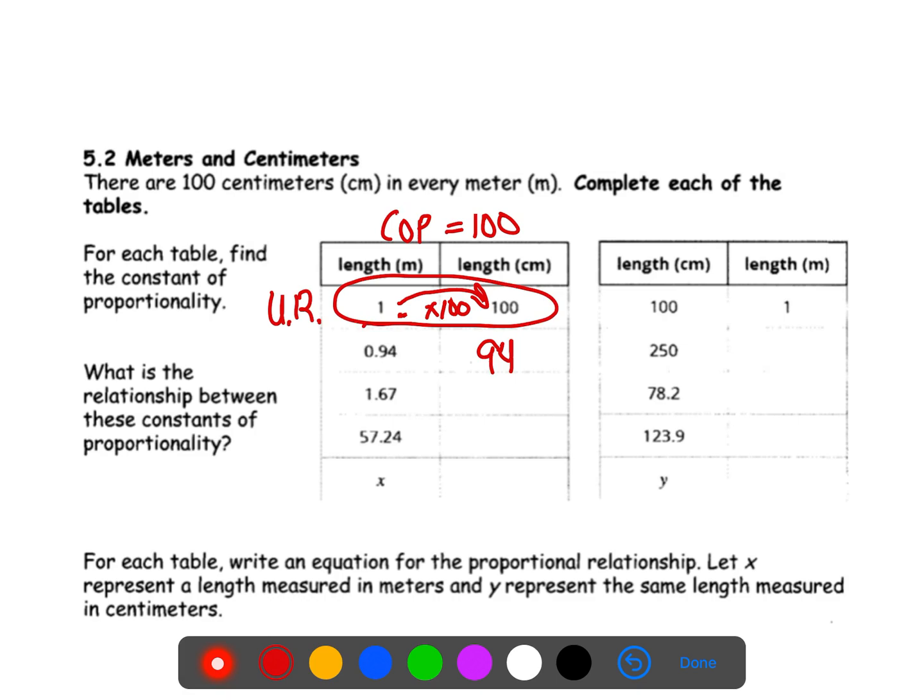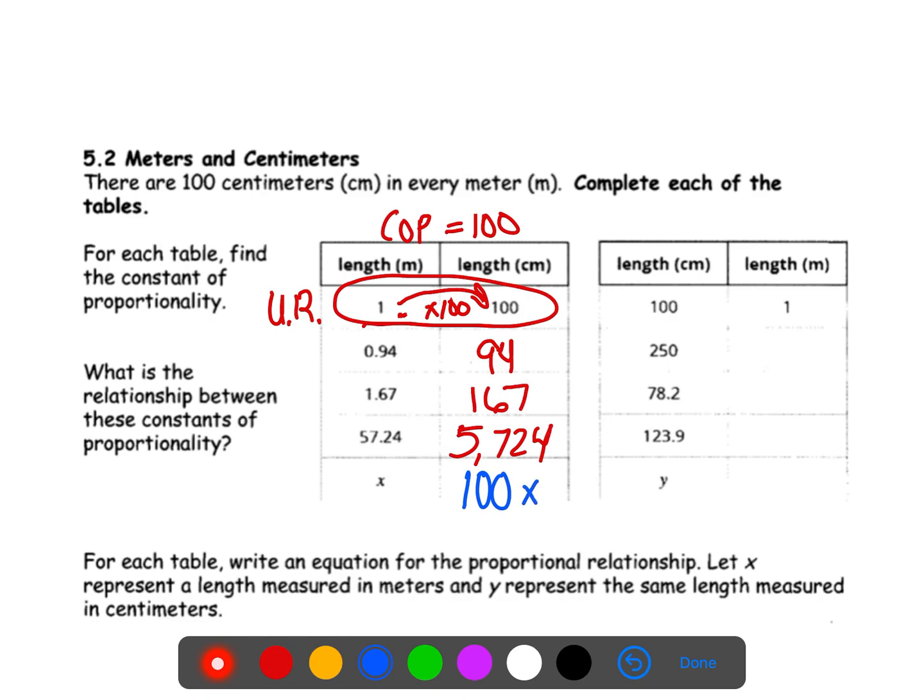1 and 67 hundredths is now 167 centimeters. I'm going to continue that for the next one to get 5,724. And x is going to continue that pattern, but x can represent any quantity of meters. So whatever that value is, it makes no difference because this entire table was filled out the same way. I'm just going to make this value 100 times greater.